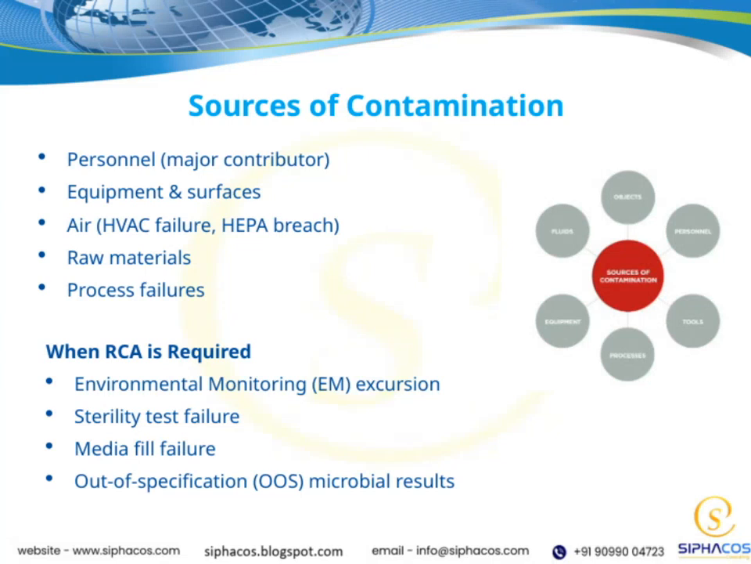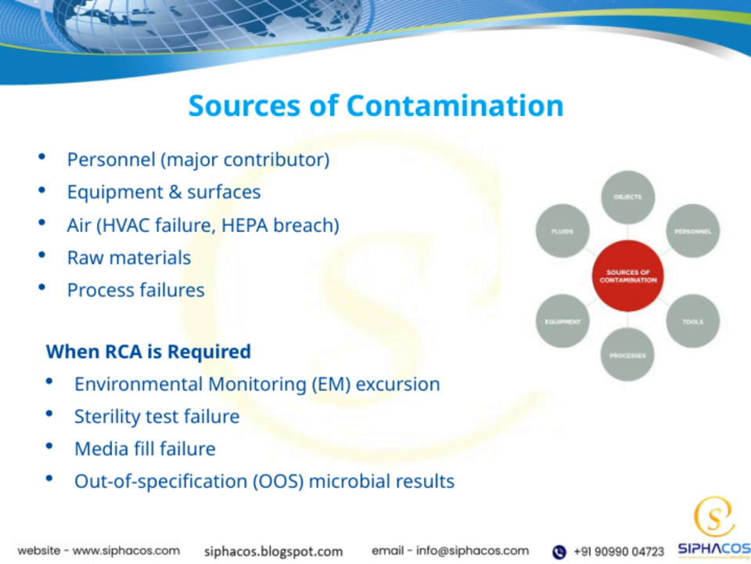When do we really need to perform a root cause analysis, or RCA? Well, there are several situations that signal the need for a thorough investigation. For example, if there's an environmental monitoring excursion, meaning if environmental conditions outside of acceptable limits occur, that's a clear sign. Similarly, a sterility test failure or a media fill failure also indicate potential issues that require us to dig deeper. Out-of-specification microbial results are another critical trigger, because they suggest contamination or process failure that can't be ignored.